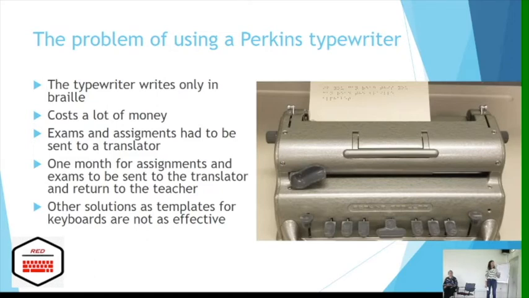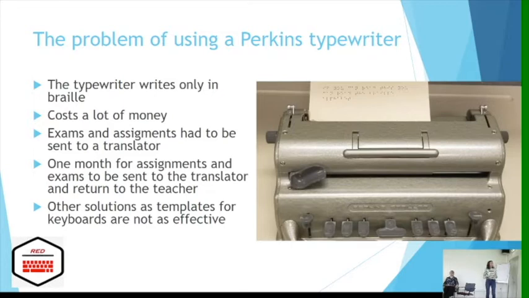Cosmina needs this machine, and this machine costs a lot of money. This machine is a Perkins typewriter that only writes in Braille. But teachers don't know or didn't know how to read or write Braille. So they need an external translator, and they have to send all Cosmina's exams and assignments to translate from Braille to Spanish. So this process took almost a month.